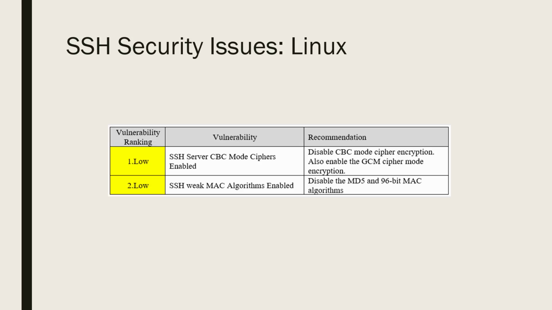Next, the SSH weak MAC algorithms enabled. The server allows for either a 96-bit MAC algorithm or an MD5 to be used. Both, honestly, are weak. So you want to go ahead and those need to be disabled.